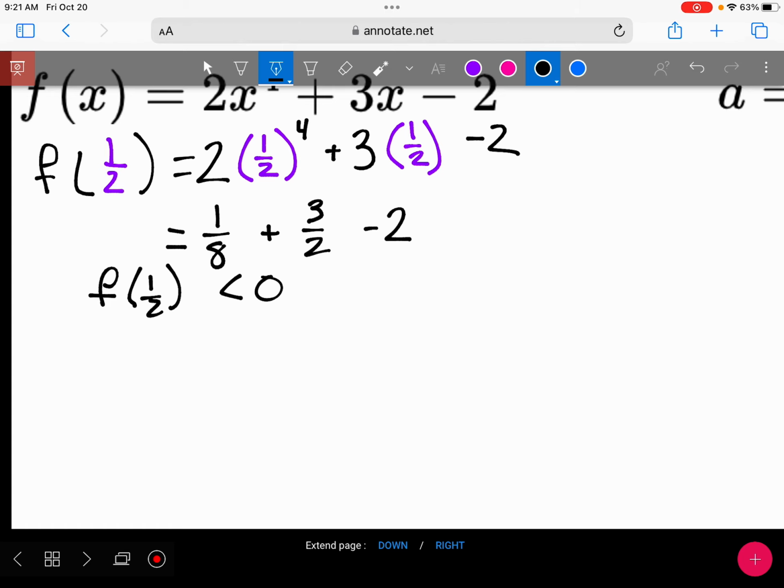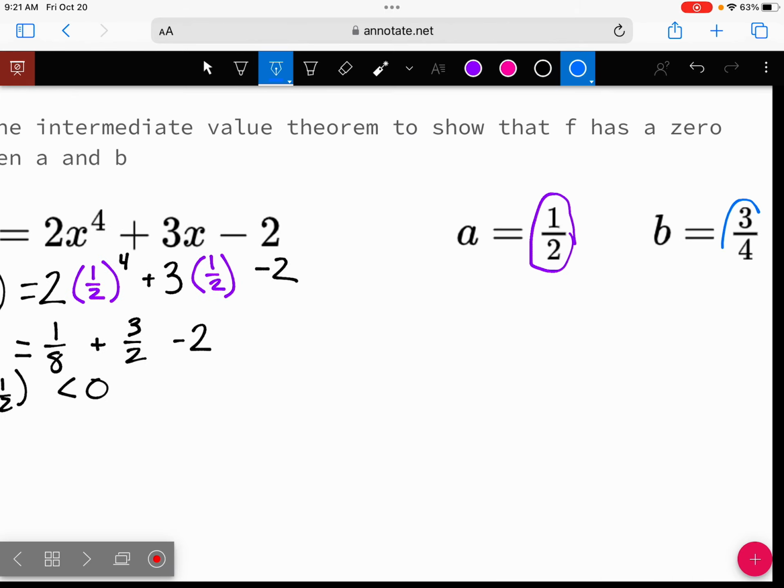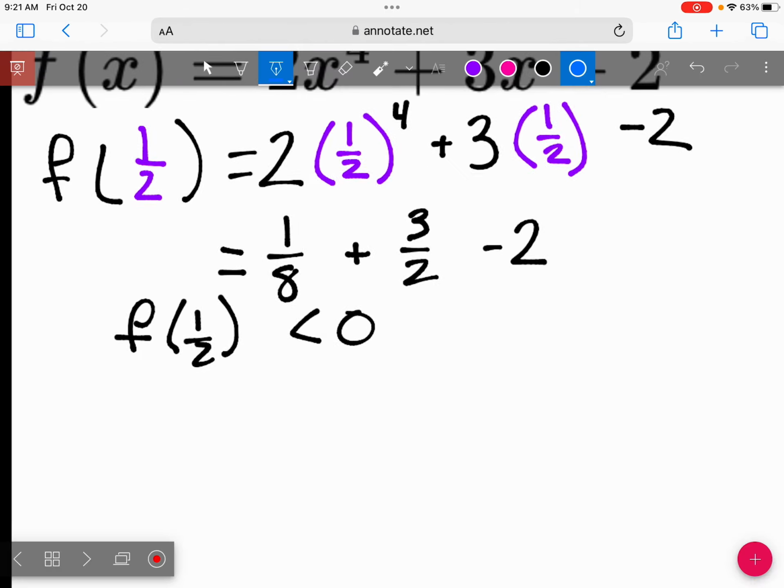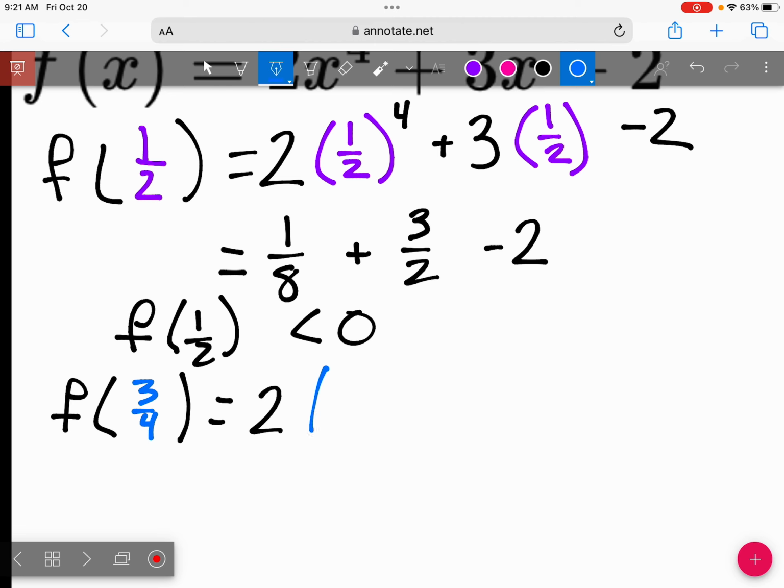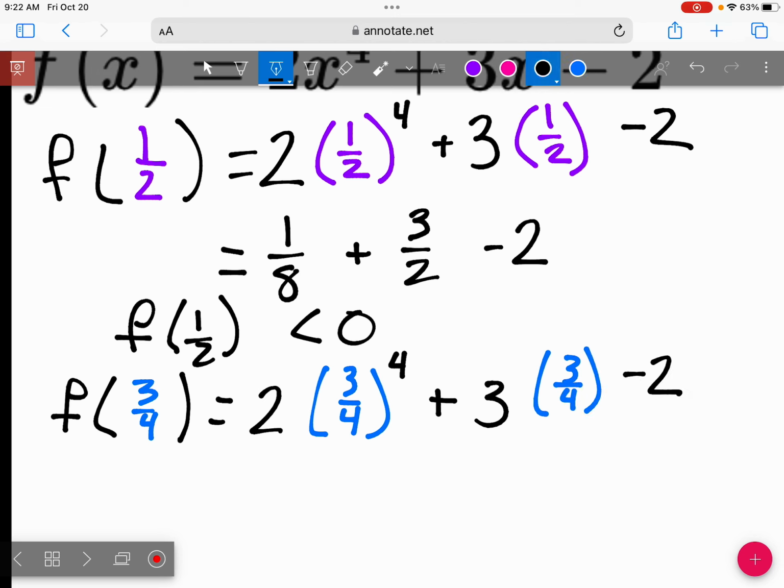So let's do our 3/4. Similar vibe. f of 3/4 equals 2 times 3/4 to the 4th, plus 3 times 3/4 minus 2.